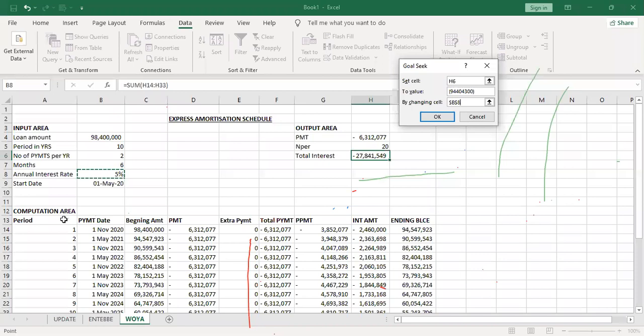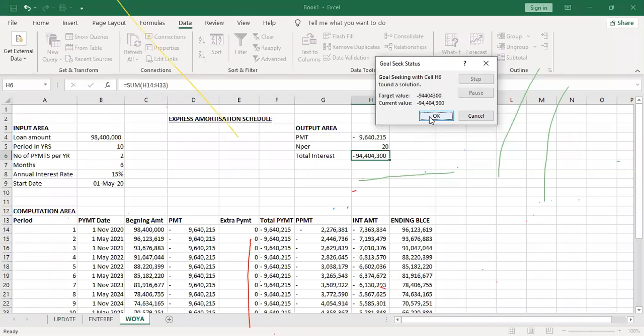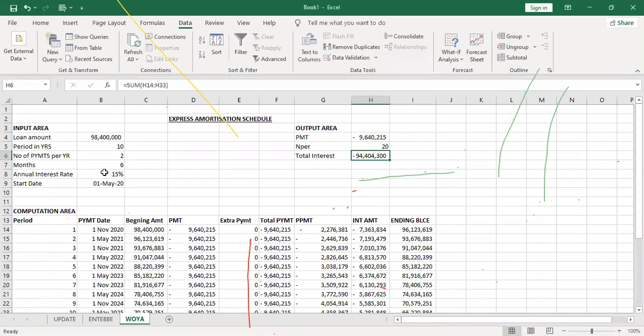And then after that, you click on OK, and then you click on another OK. And then the interest rate will change to 15%, and your PMT will change, and the total interest will change. So it means that even if the interest rate goes up to 15%, the government can still borrow the money. That's enough for today.